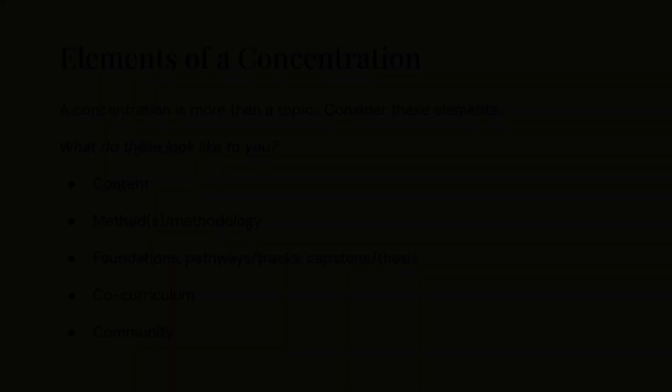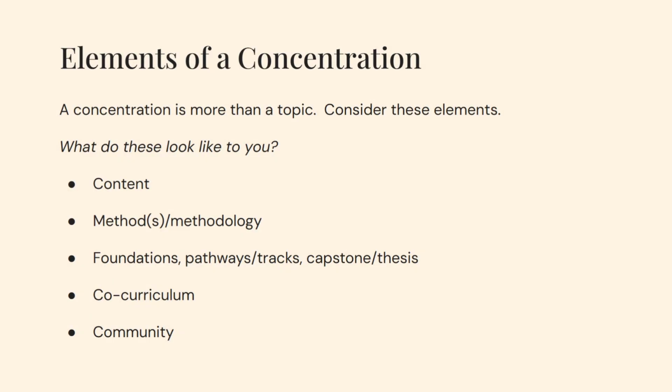Now we ask you to reflect on these 5 elements of a concentration: content, methods or methodology, foundations, pathways or tracks, capstone or thesis, co-curriculum, and community. So we ask you also to either think about or jot down how you would define each of these 5 elements and what they mean to you, again, both in your time at Brown or even before, during high school, your other academic endeavors. You can also reflect on the academic experiences that you've had so far, perhaps as a sophomore, and going back to what Charles had mentioned with Ikigai, what did you like and dislike about your learning vis-a-vis these 5 elements?